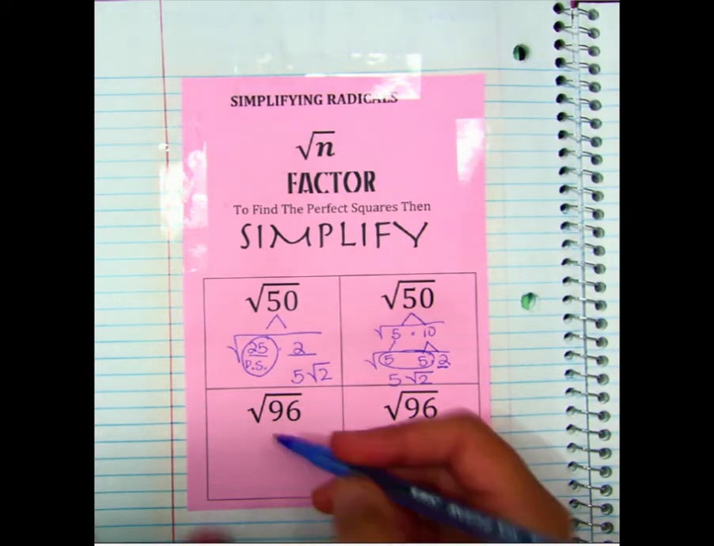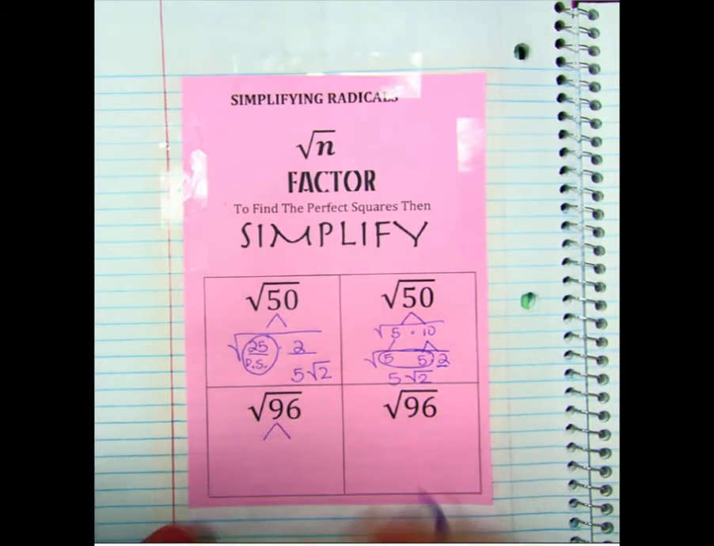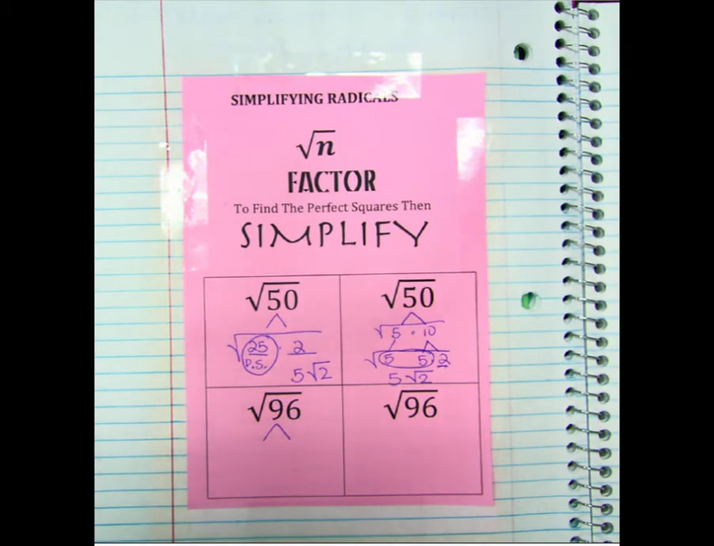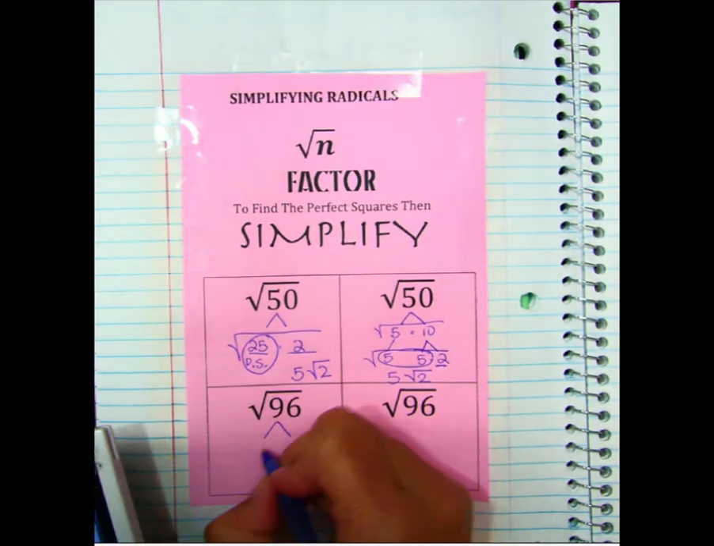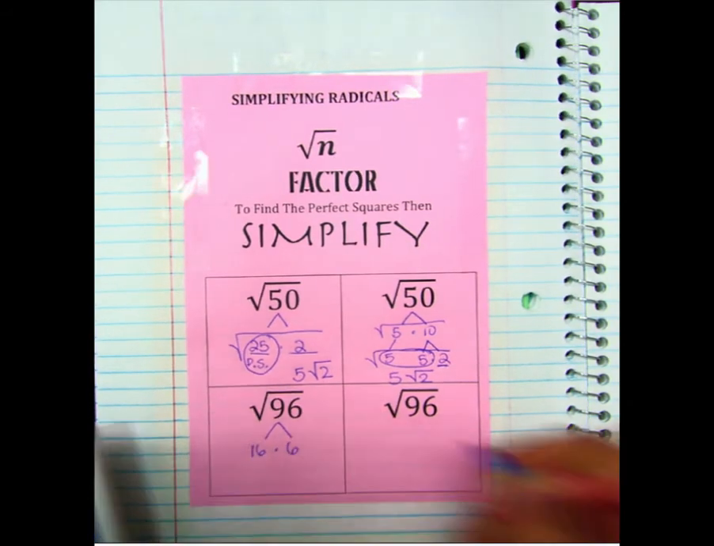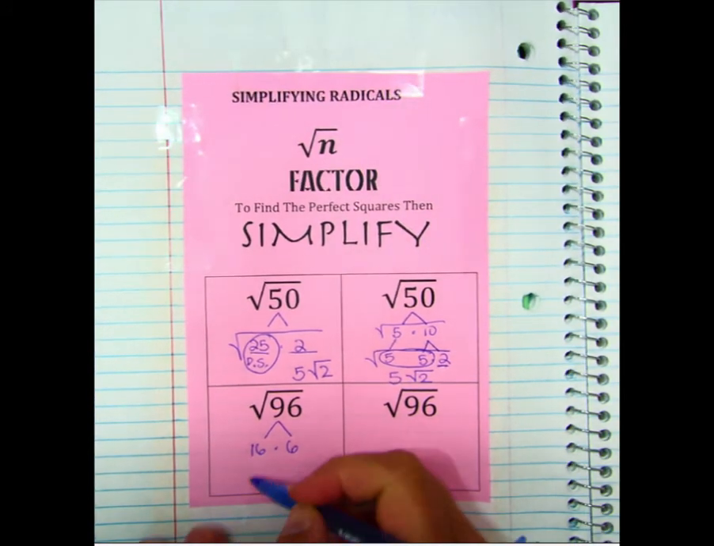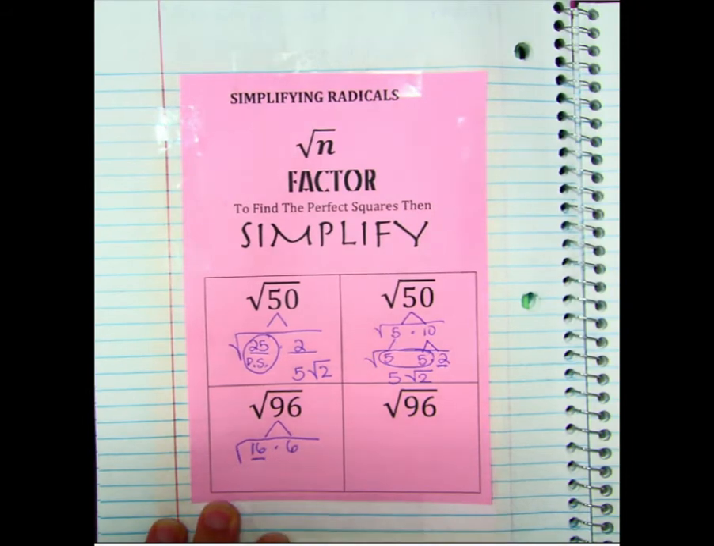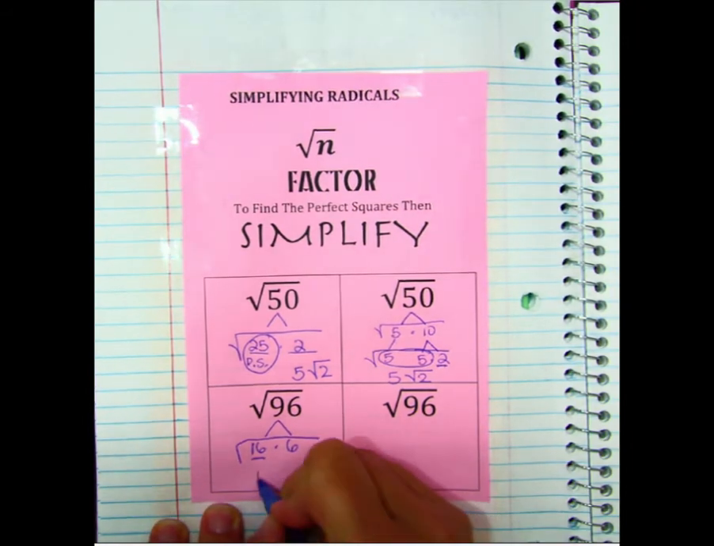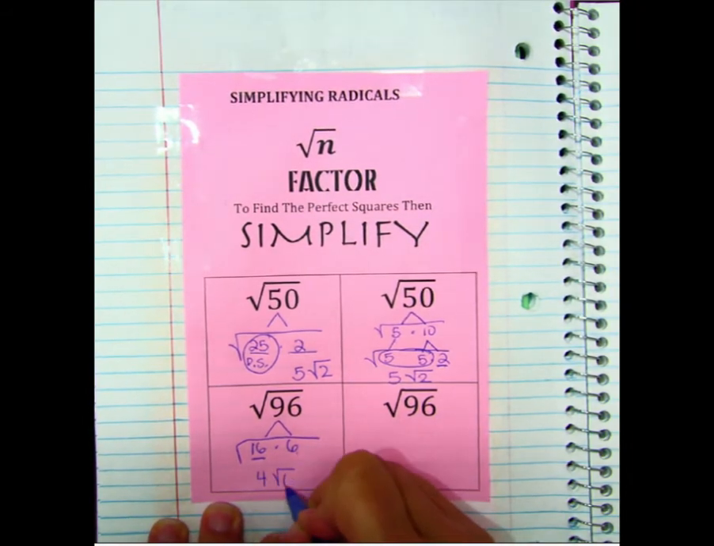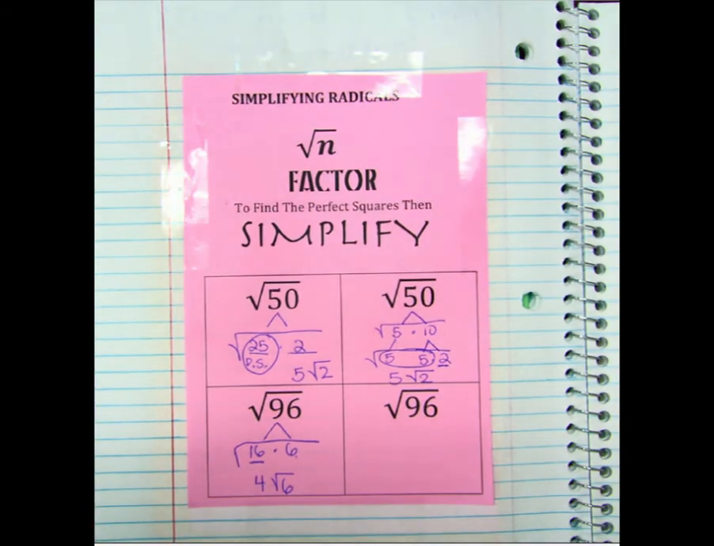All right, so same thing with 96. With 96, what I want to try to do first is find 2 numbers that multiply to 96. One of them I would like to be a perfect square. So for example, 16 times 6 gives me 96. 16 is a perfect square. The square root of 16 is 4. 6 is not a perfect square, so it has to stay underneath the square root.